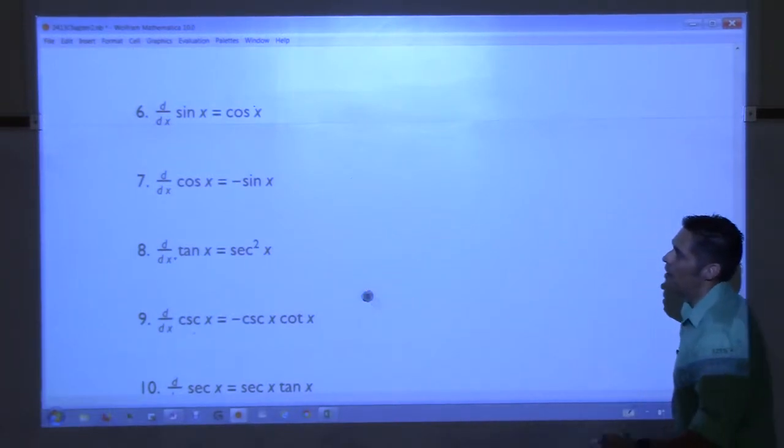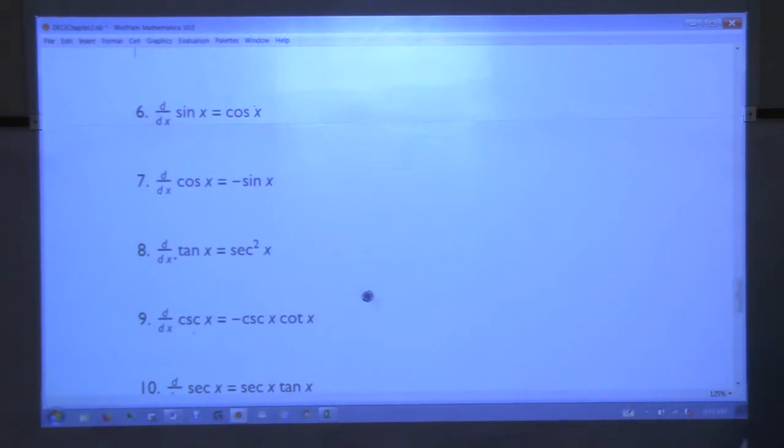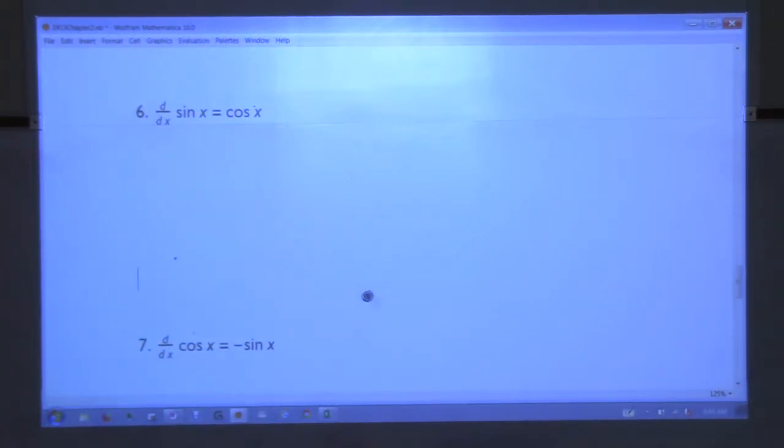So here's what I'm going to do. I'm going to do the first one, all right? I want to show you this one. I'm going to prove that the derivative of sine is cosine, and I'm going to do it 2 different ways. I'm going to do it visually, and then I'm going to do it using the limit.